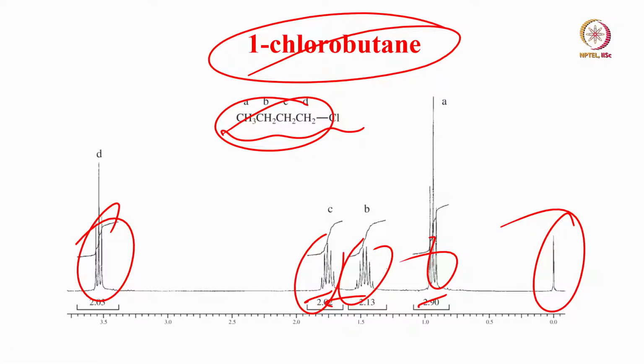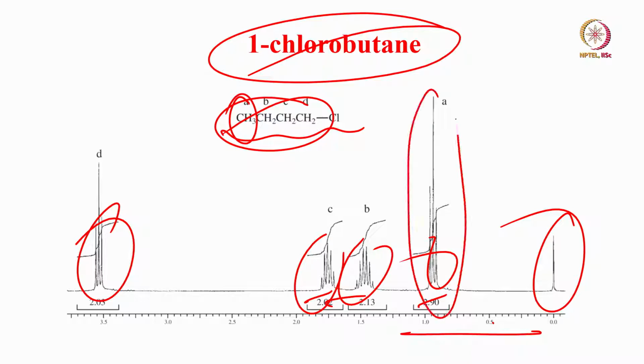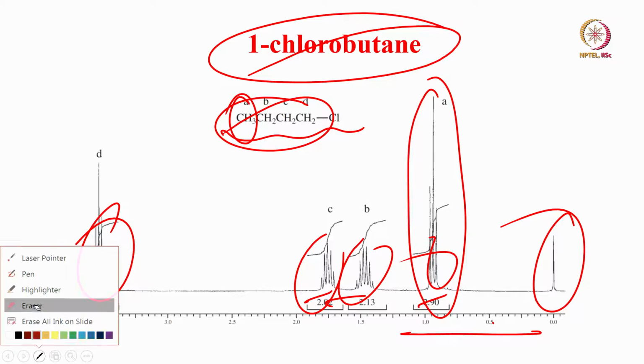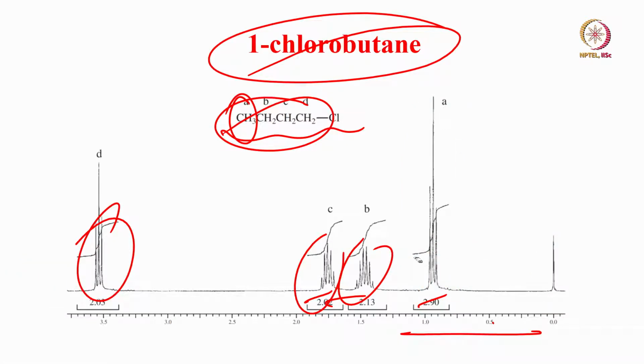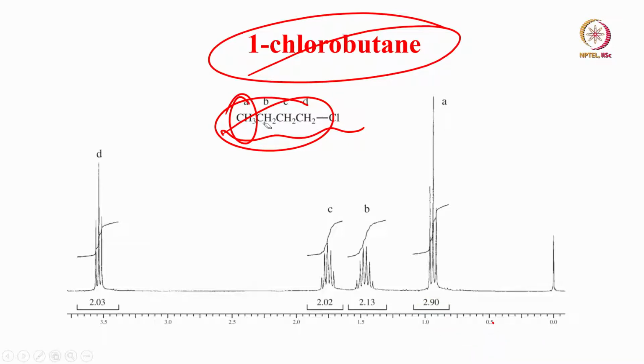Now basically the knowledge tells me CH3 groups generally come in the high field region, around 0.5 to 1 or 1.5 ppm. So my first guess is this must be CH3. If this is CH3, then it is a triplet. Why is it a triplet? Because it is coupled to CH2. Because this is coupled to CH2, that CH3 has to be a triplet. That's correct.